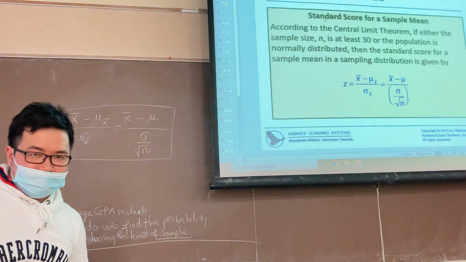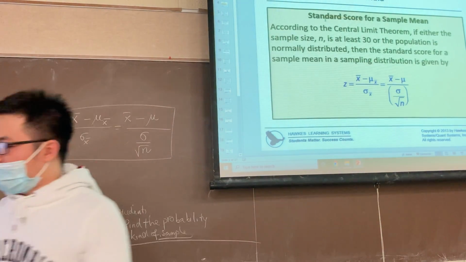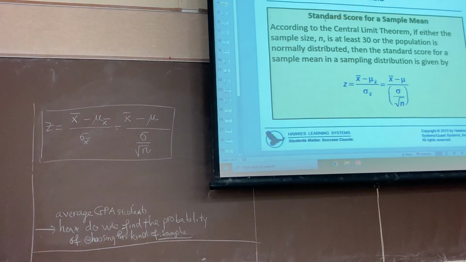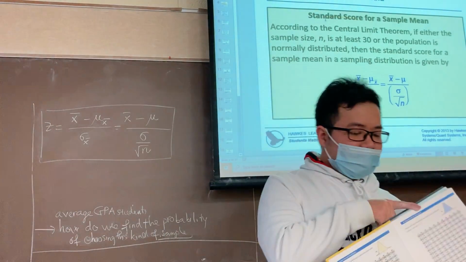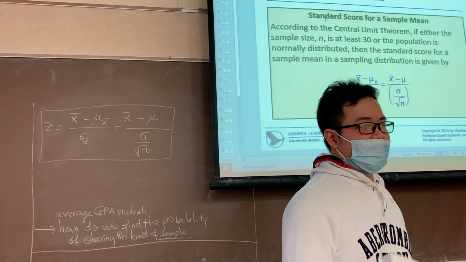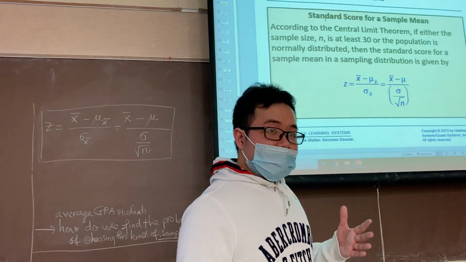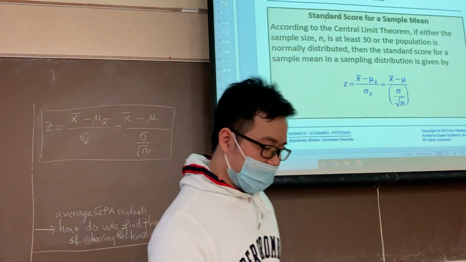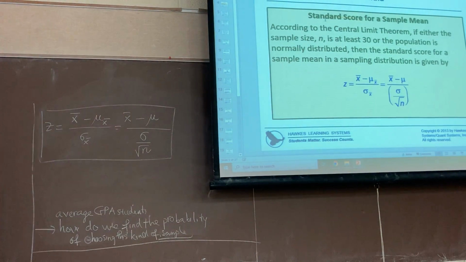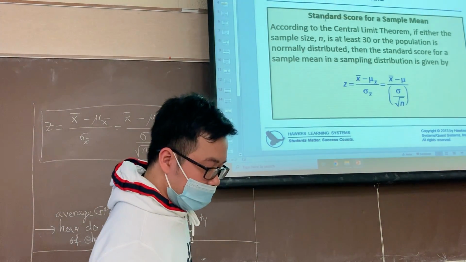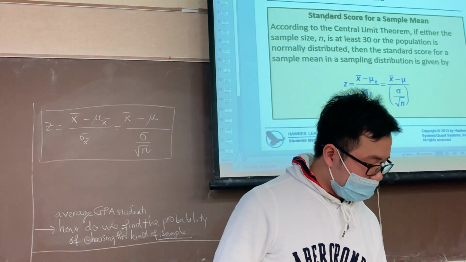Why do we need to do that? Because when we know the standard score, we can use the table of the normal distribution to find the probability. The first thing we need to do is change the x bar score to the z score. That is the first step. I will give you some examples to practice.